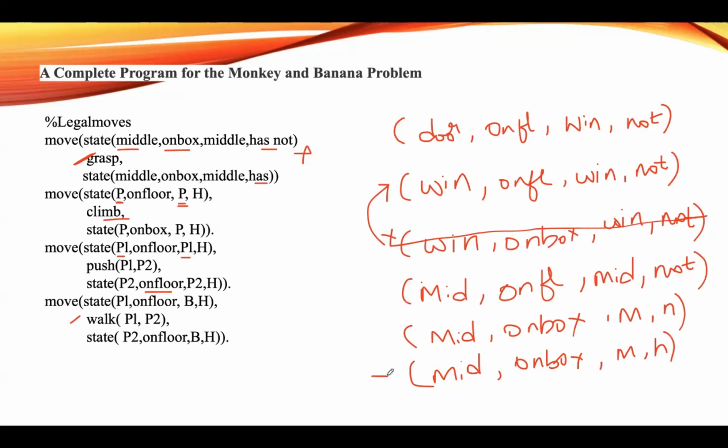So this is our final state. This is our initial state. What this indicates is the monkey is at the middle of the room and it is on the box. So this is the monkey, this is on the box and the box is at the middle of the room, and this is the banana, right?